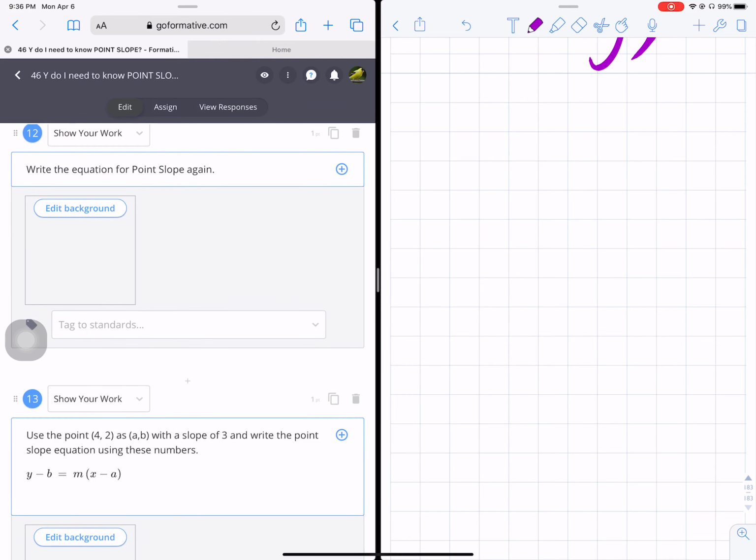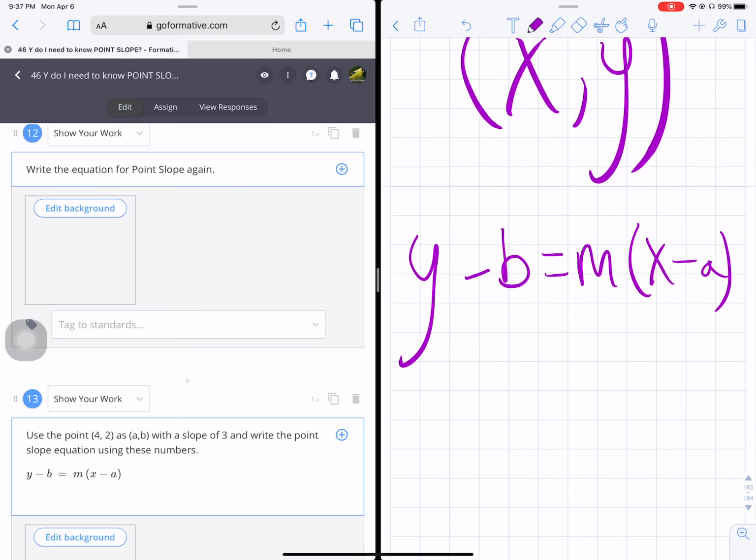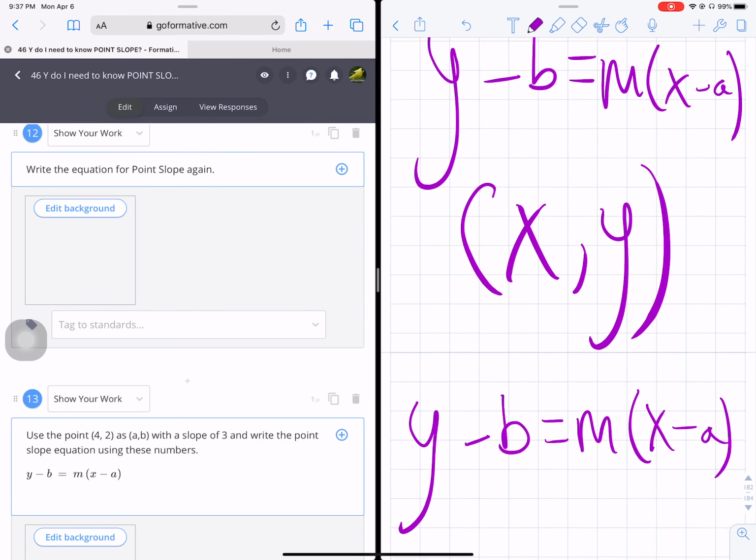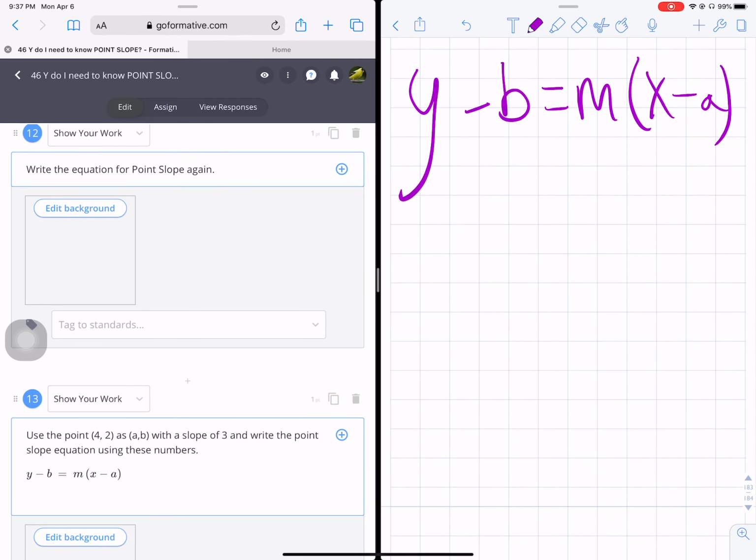Write this point slope form again. Okay, let's see if we can do it from memory this time. Y minus B equals M times the quantity of X minus A. And we can just look back right here. I just wrote it. So yeah, yay. If you do it enough times, you won't have to look anymore, right?